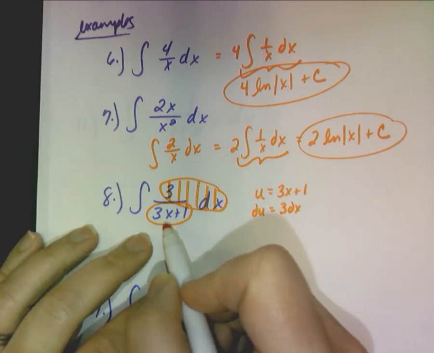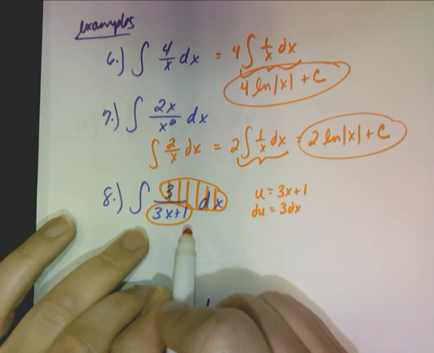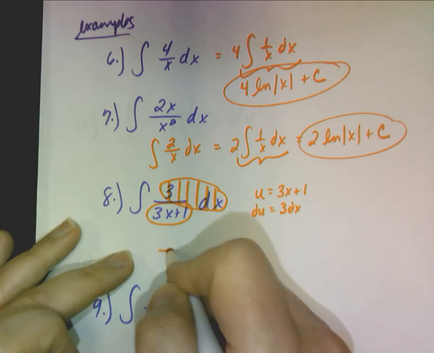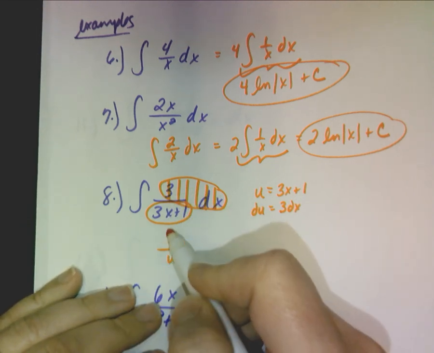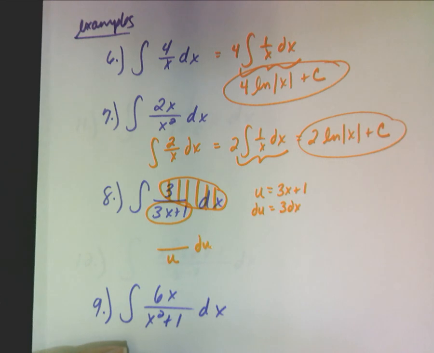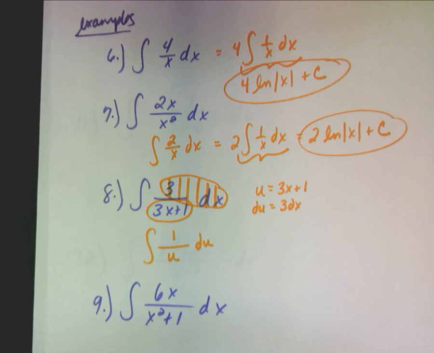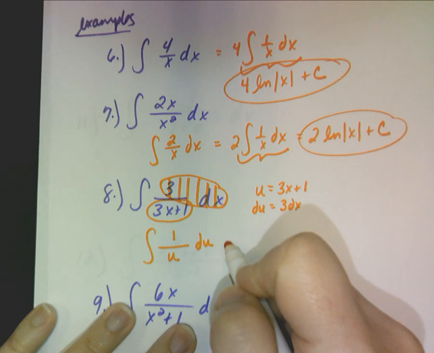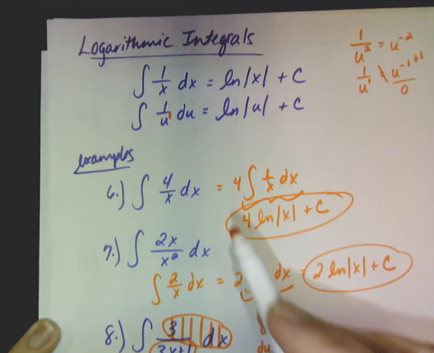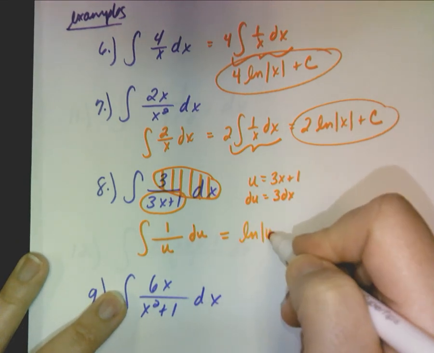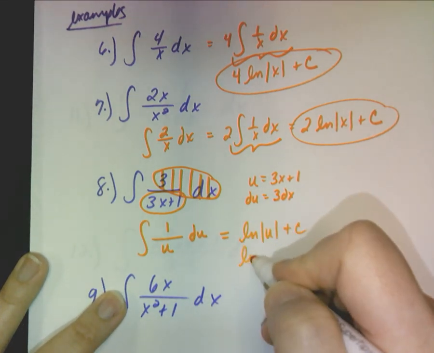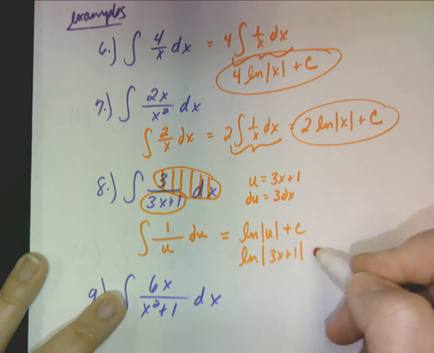So if I were to go rewrite this, watch what I'm doing, okay? The u would be on the bottom. This would now be du. Now you could put the du on top, but I like to put it out on the side. And this would just be 1. So I'm integrating 1 over u du. And the integral of 1 over u du, again, would be the ln of u plus c, or the ln of, what was my u? 3x plus 1 plus c.